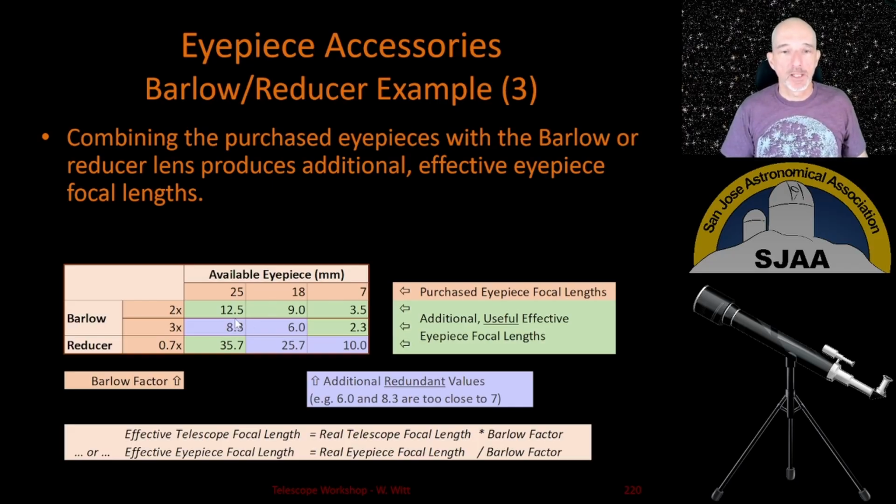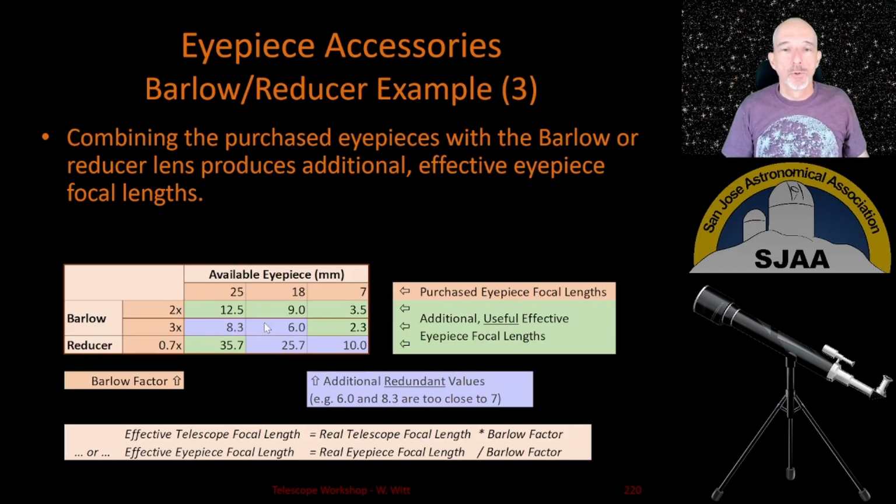So what we end up with then is we get all these effective focal lengths through all of our combinations of eyepieces and Barlow and reducer elements. But they're not all interesting, right? Because notice we've gotten, for example, 25.7 here. If I take my 18 millimeter eyepiece and combine it with the 0.7 reducer element, my effective eyepiece focal length feels like 25.7. Well, that's almost exactly 25, so it's not interesting. If I want to have that focal length, why wouldn't I just use the 25 millimeter eyepiece all by itself instead of making it complicated using the 18 millimeter with this reducer?